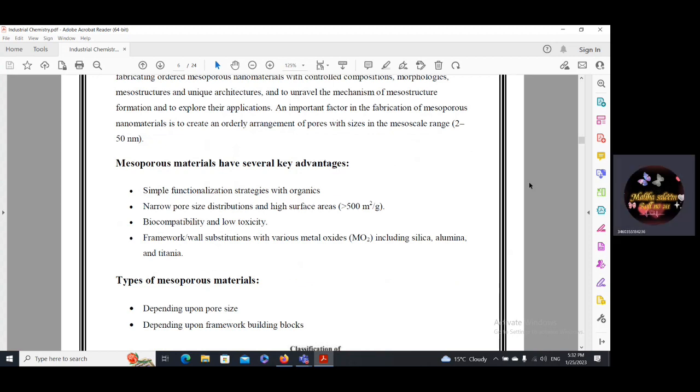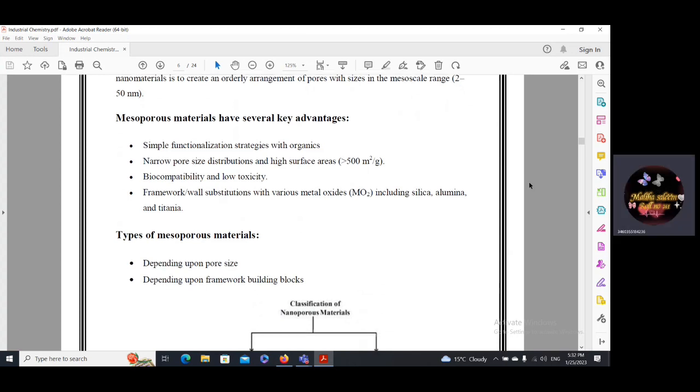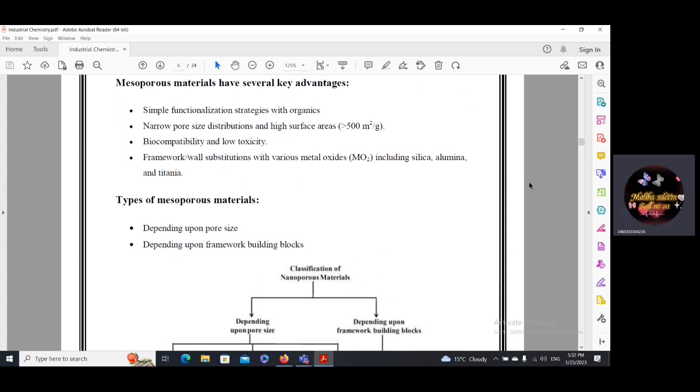Number one, simple functionalizing strategies with organics. Number two, narrow pore size distribution and high surface area, that is greater than 500 meters squared per gram. Number three, biocompatibility and low toxicity. Number four, framework substitution with various metal oxides, including silica, alumina, and titania.